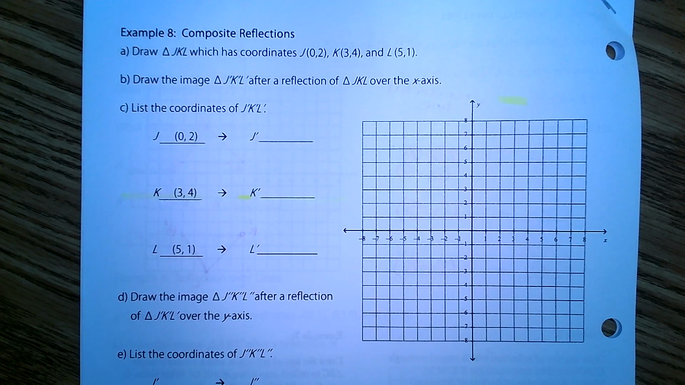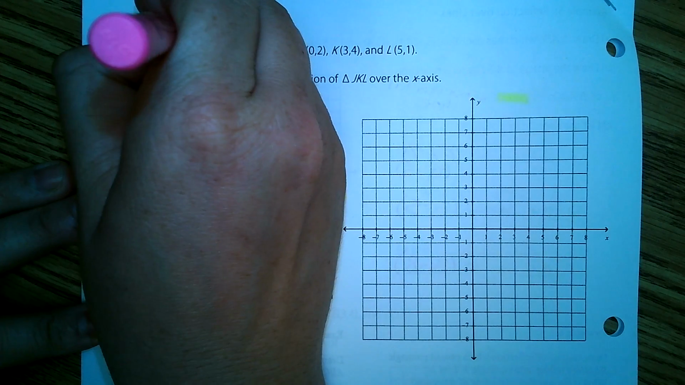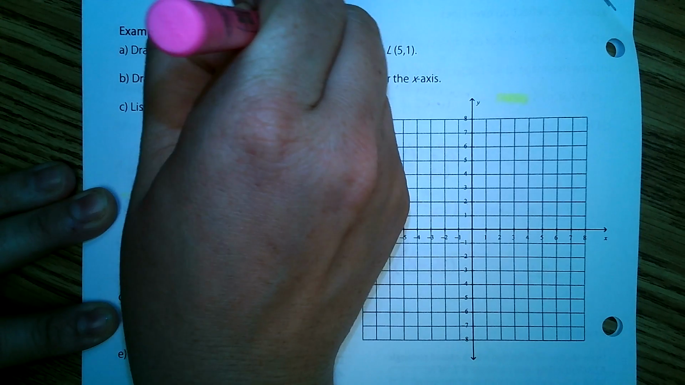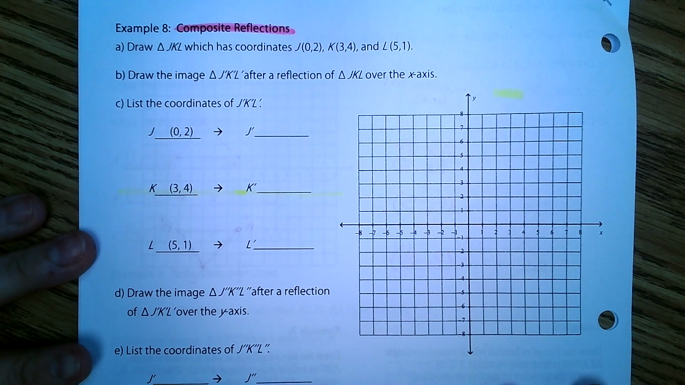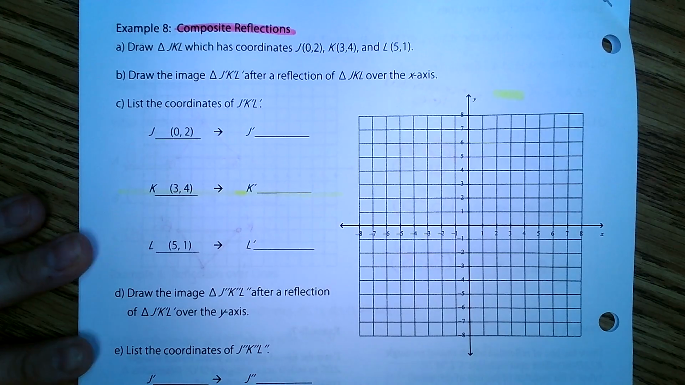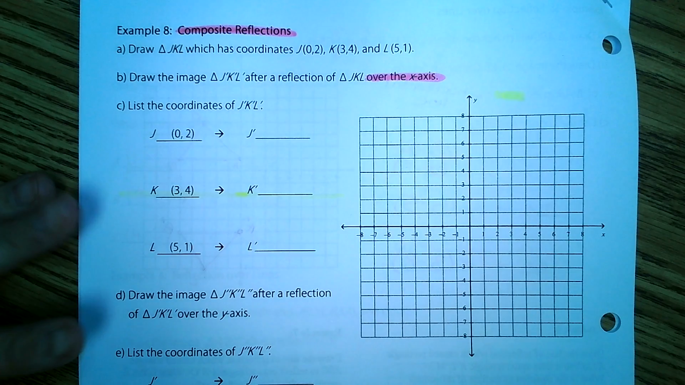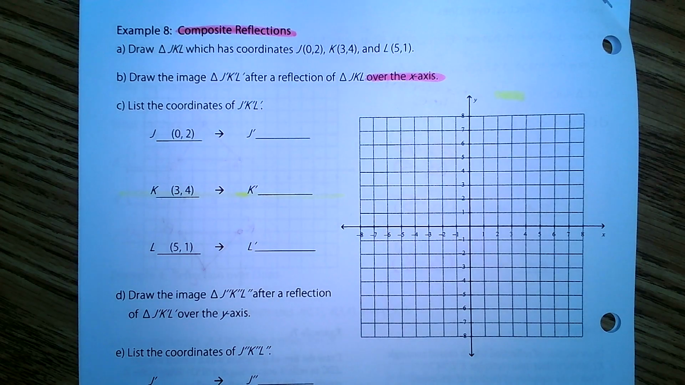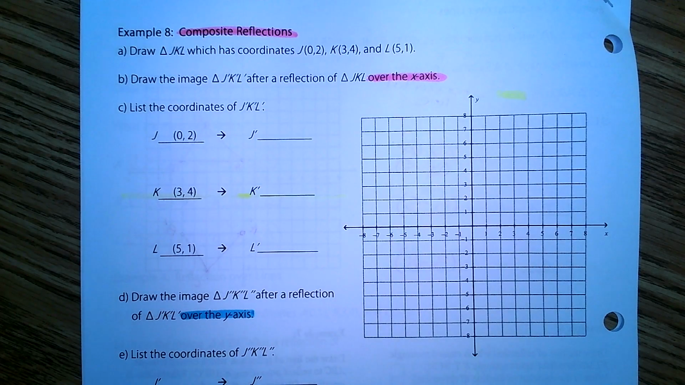Our final example is called composition or composite reflections. These reflections are just a series of reflections that move the image more than once. So what we're going to do first is draw in the triangle that we are reflecting. Then we're going to make one reflection over the x-axis. And then we're going to make a second reflection over the y-axis. This is a composite reflection. So let's start with graphing our triangle.